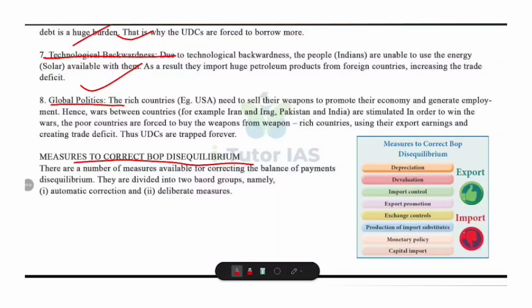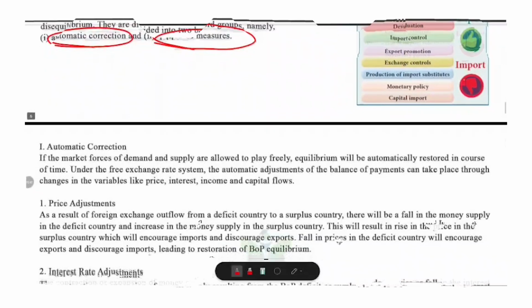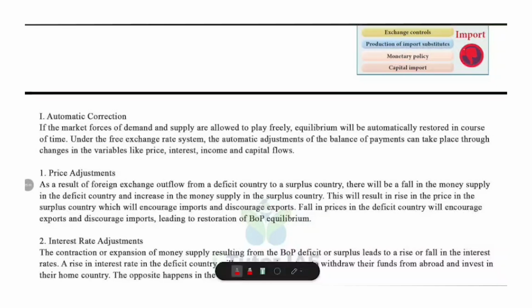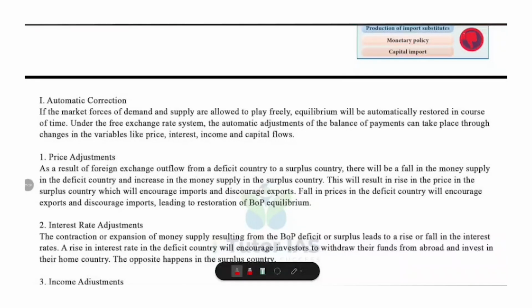When a country faces a BOP disequilibrium, there are two broad ways to correct it. What are they? Automatic correction and deliberate measures. Automatic correction works without direct intervention by the government. If the market forces of demand and supply are allowed to operate freely, equilibrium will eventually be restored. And under a free exchange rate system, variables like prices, interest rate, income and capital flows automatically adjust to restore balance. So the key mechanism here is price adjustment.